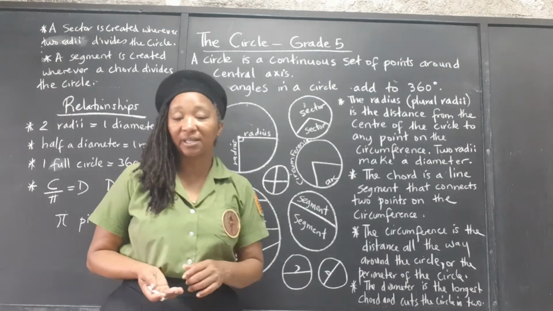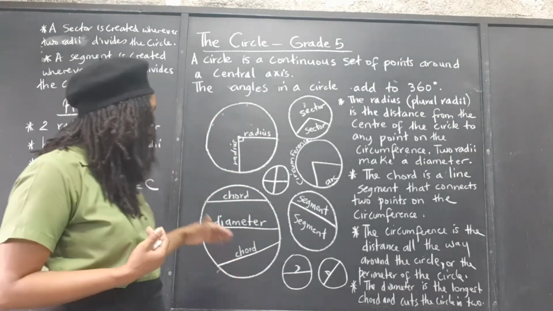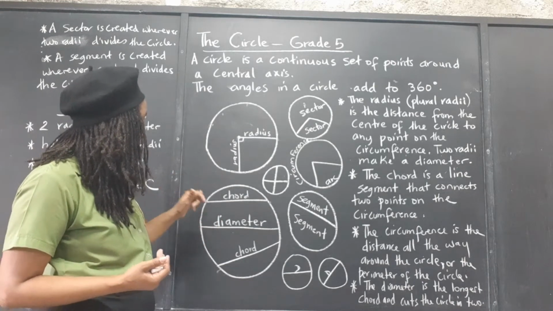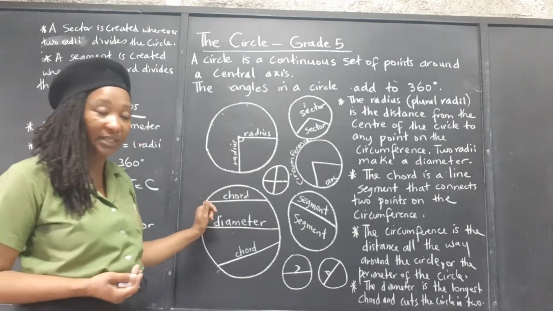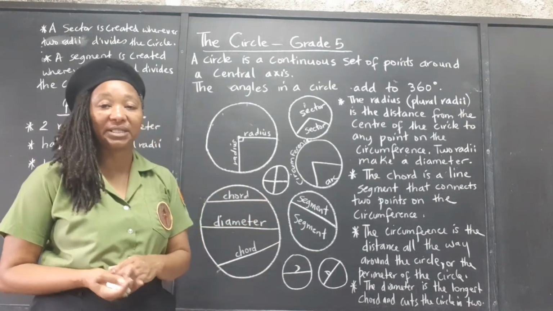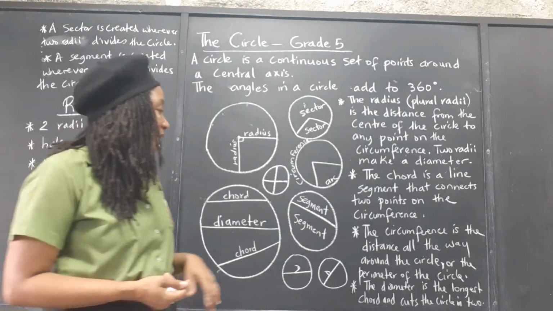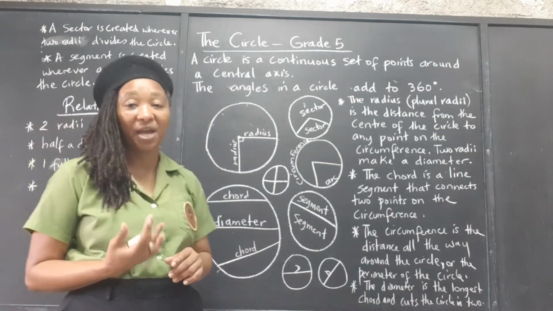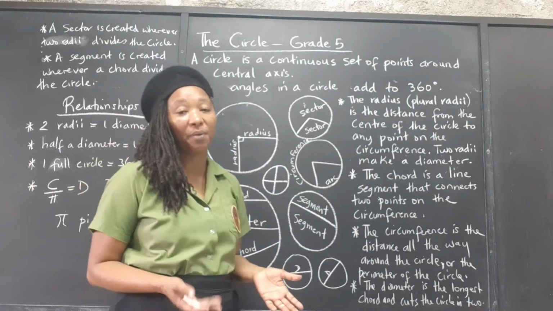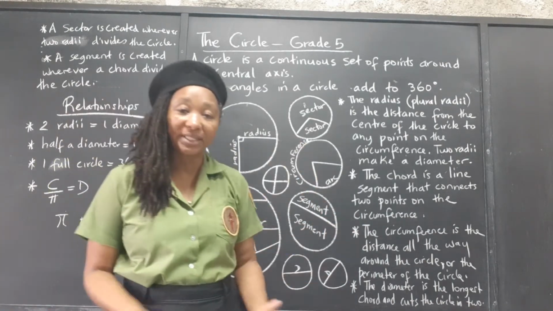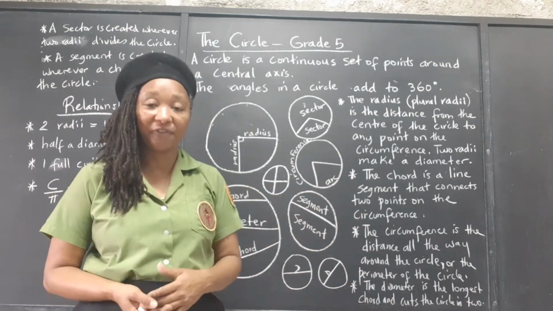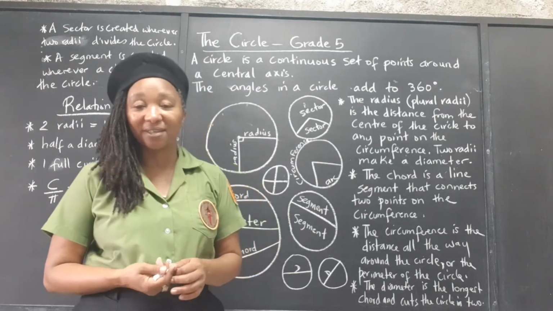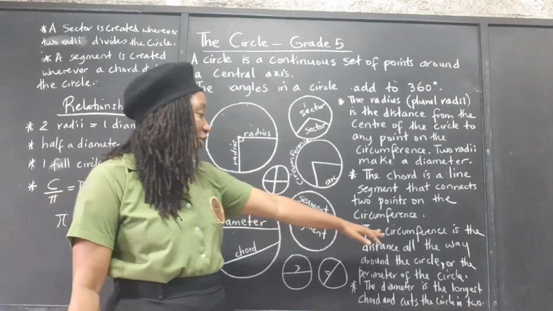It's a special chord in the circle that cuts the circle into two halves. Right? But we can have a chord running from anywhere. Once it starts on one end of the circumference and touches another end of the circumference, it's a chord. The circumference is the distance all the way around the circle, otherwise the perimeter of the circle. So you remember perimeter is the distance on the outside of a plane shape, a plane figure. So it's just that we give a special name to the perimeter of the circle. We call it the circumference.